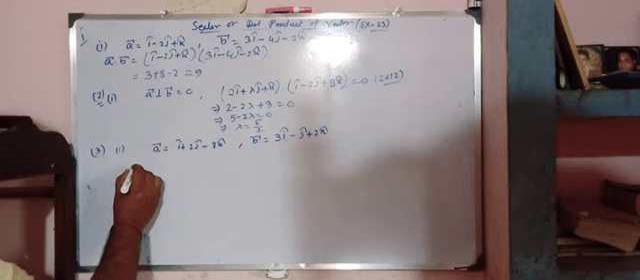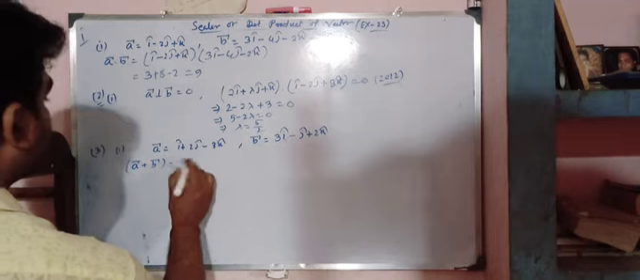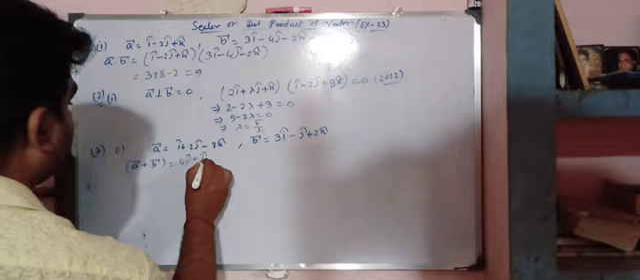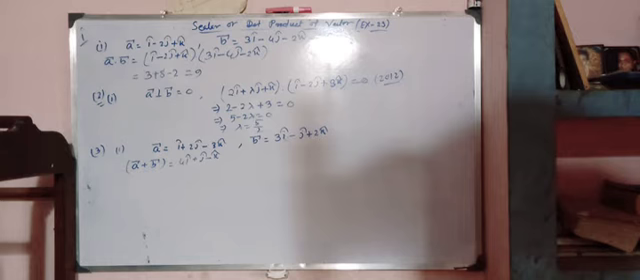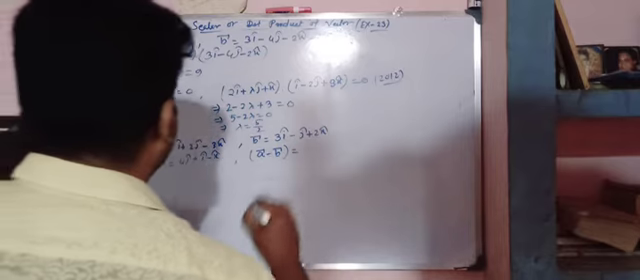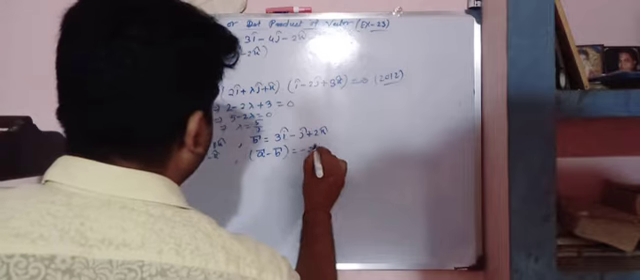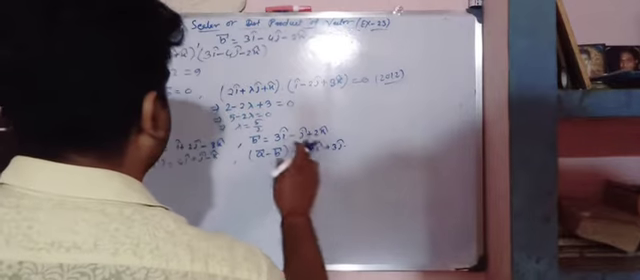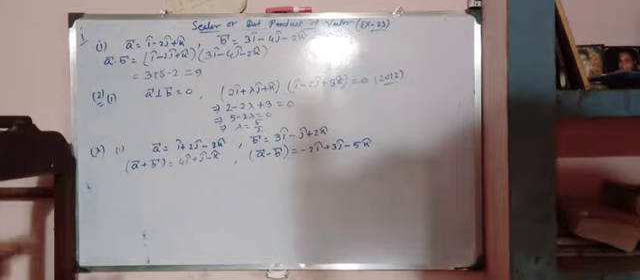So my A plus B is equal to, if we add this, we are getting 4 I hat plus j hat minus k hat. Okay, and A minus B is equal to minus 2 I hat plus 3 j hat minus 5 k hat. So A plus B is here and A minus B is here.